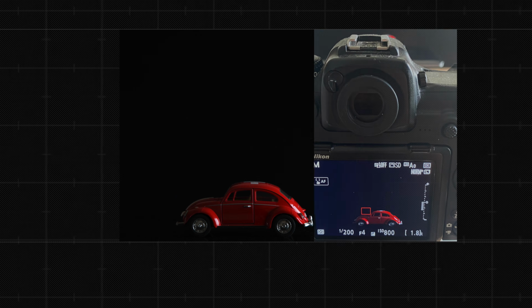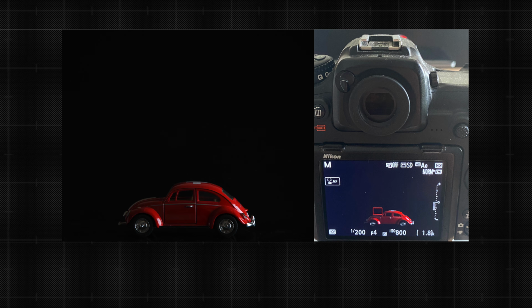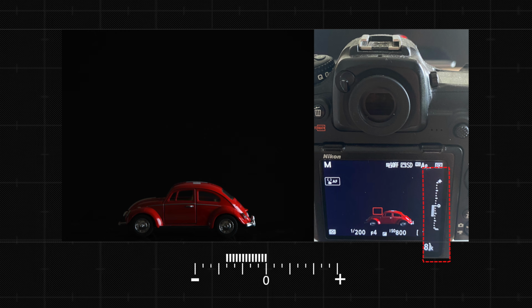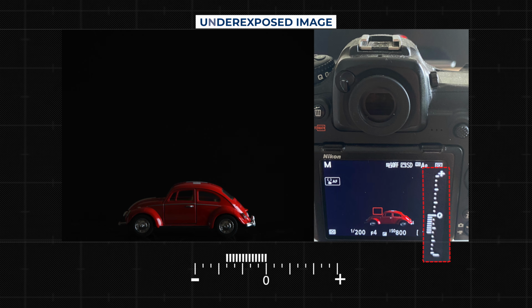Now let's take a look at example number 2. Now this obviously is an underexposed photograph. Again, a mistake that could easily be avoided by just paying attention to the exposure meter. Because at the time of clicking this photograph, the exposure meter reading was tilted towards the left. This is the camera telling us that we are going to end up with an underexposed photograph.